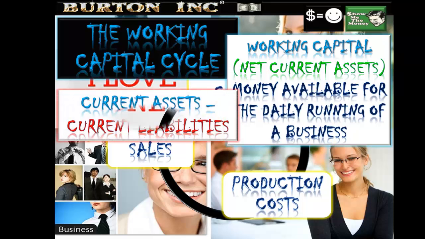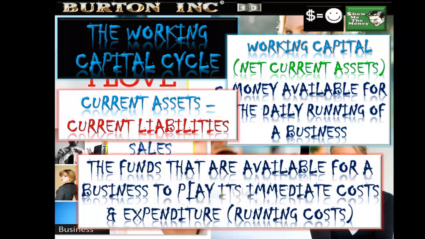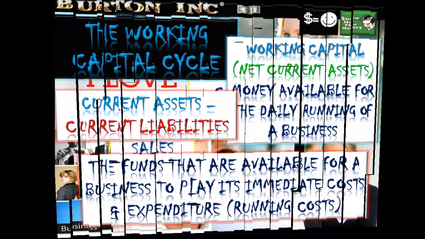Now, working capital, sometimes referred to as net current assets, that's the money available for the daily running of a business. In accounting terms, it's defined as being current assets minus current liabilities. But essentially, working capital is just the funds that are available for a business to pay its immediate costs and expenditure, those running costs. It's electricity bills, staff wages, those raw materials, suppliers, everything they need to be able to produce what they produce.